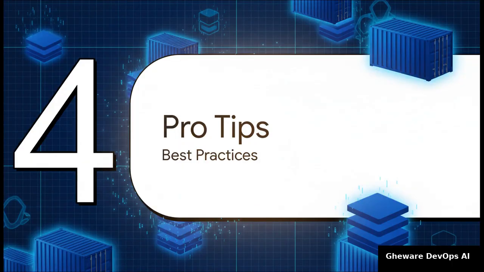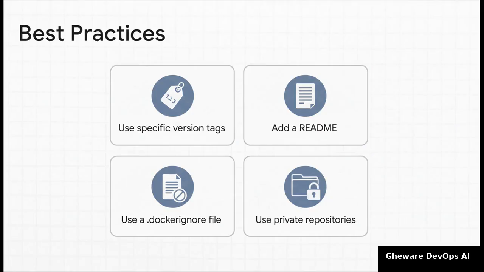But before we wrap up, let's go over a few quick pro tips that will really level up your Docker game. First, get in the habit of using proper versioning for your tags, like 1.0.0. It's so much clearer. Second, take 2 minutes to log into Docker Hub on the web and write a little README file for your image so others know what it does. Third, always use a .dockerignore file before you build. It keeps your images small and clean.